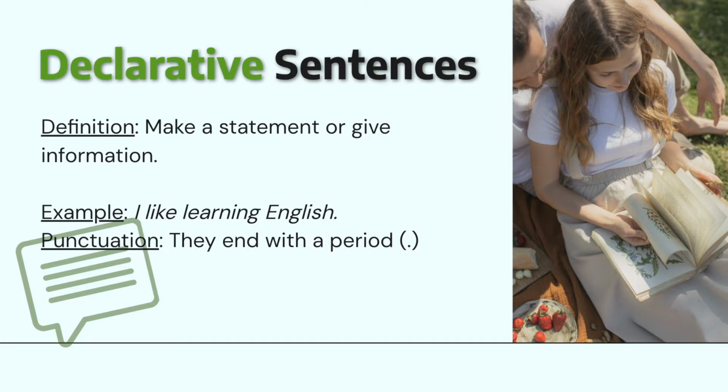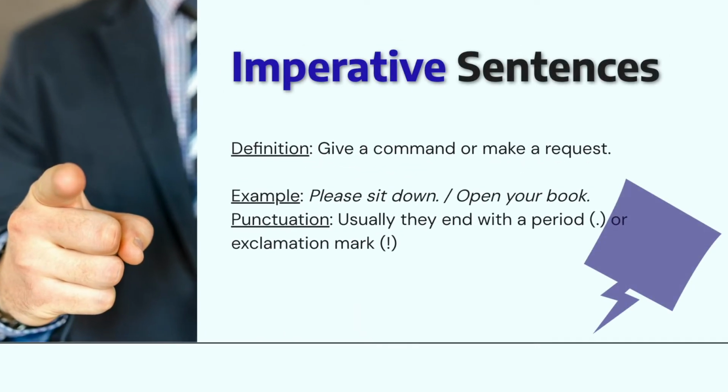Wait a minute, there are also imperative sentences. They give a command or make a request, like for example, please sit down or open your book. They usually end with a period or exclamation mark. But here you can notice that we don't have a subject. Imperative sentences don't have a subject. So we just use the verb and then the object. So that's how you can differentiate declarative and imperative sentences.